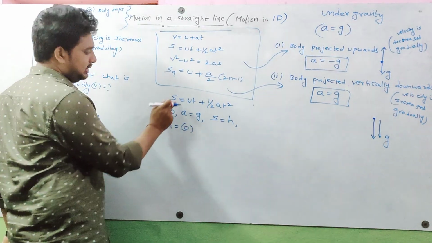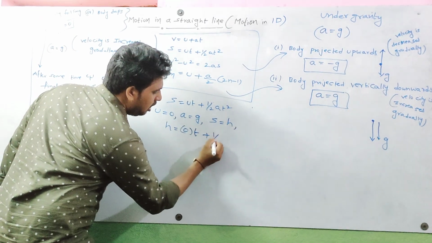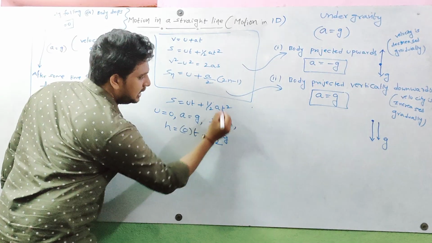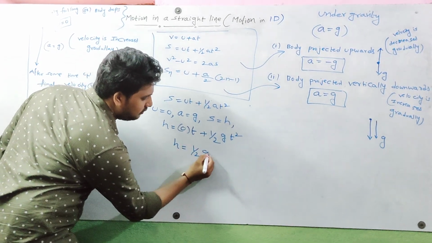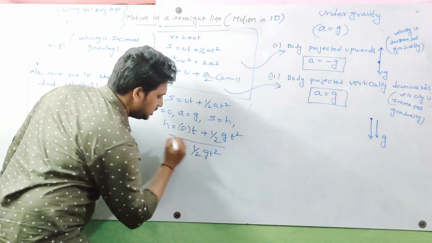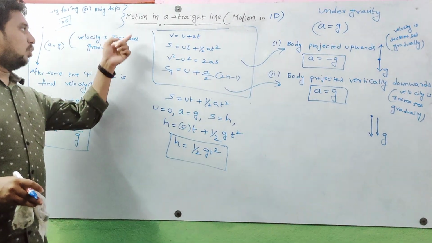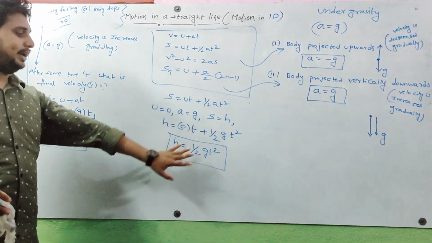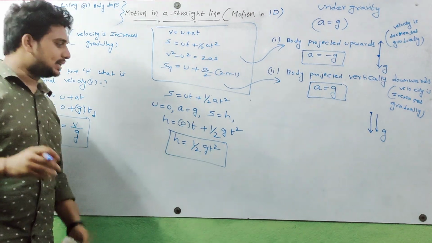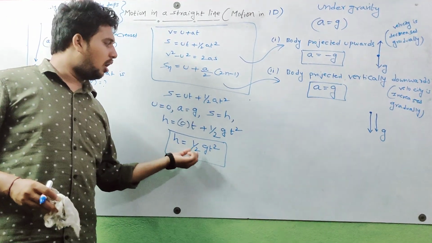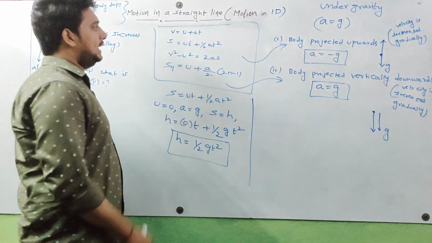Substitute the values: S is equal to H, U is equal to 0, so 0 into T plus half into A, whose value is G, and T is T only, T square. Then we got H is equal to half GT square. That means the total distance traveled by the body in a certain time t, when the body is freely falling, you consider the formula H is equal to half GT square. So this is from the second equation.